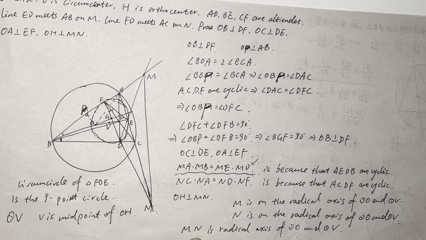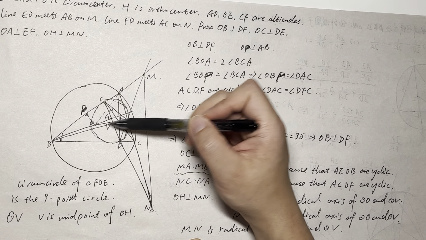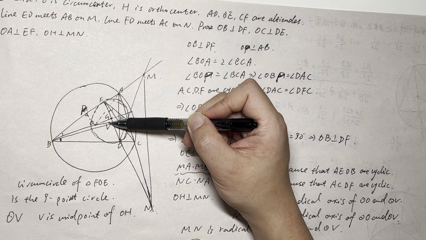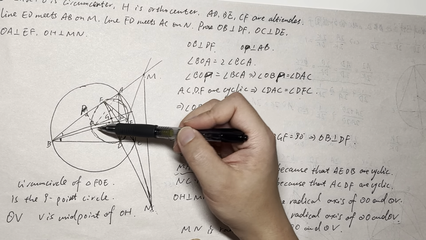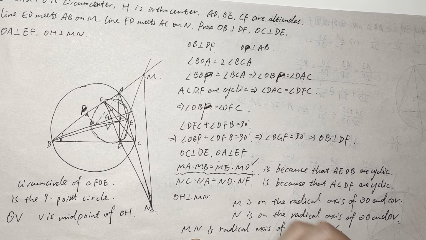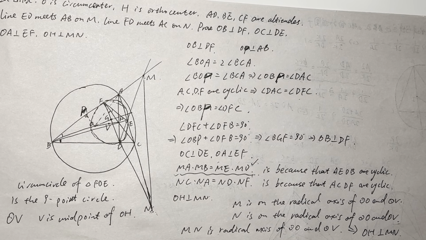right? And we already know that V is on the OH, means that OV is a center connection line, right? OH is a center connection line, and we know that the center connection line is always perpendicular with the radical axis, so OH is perpendicular with MN.